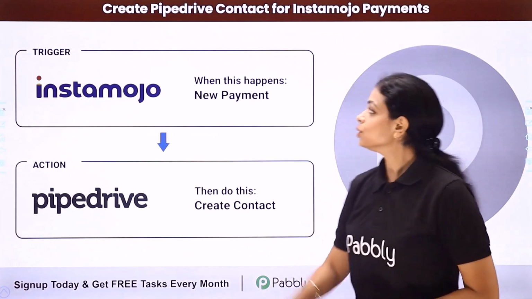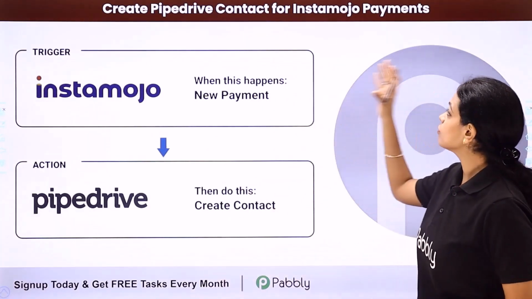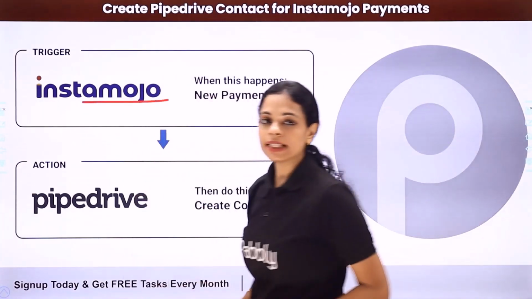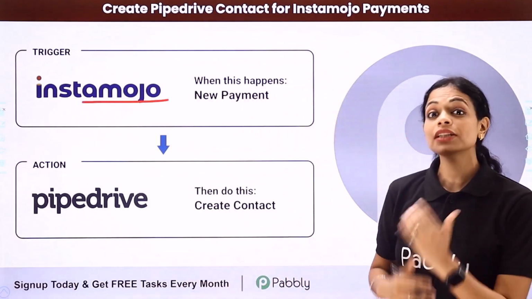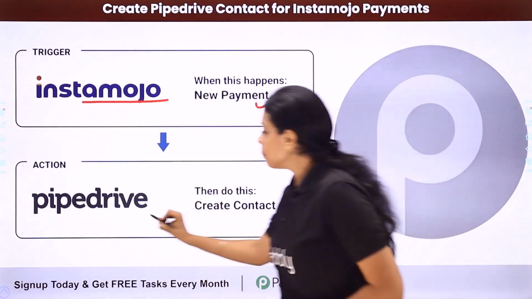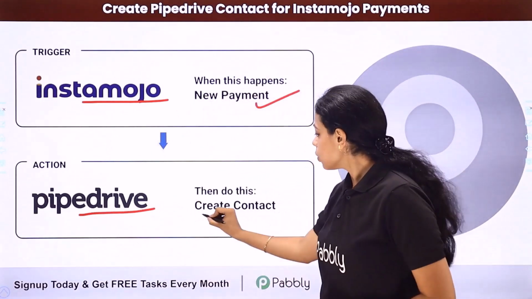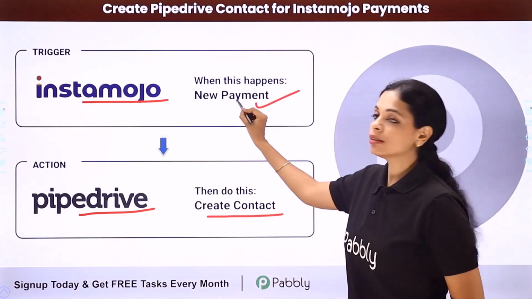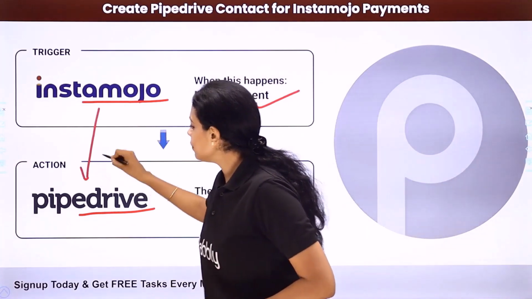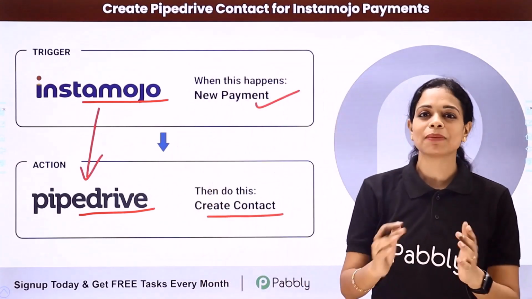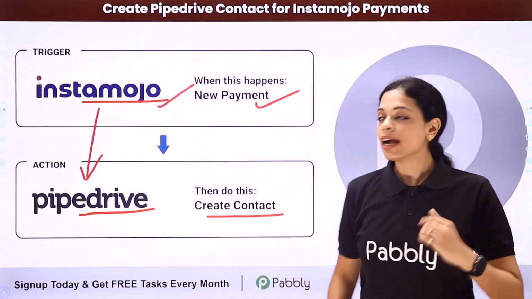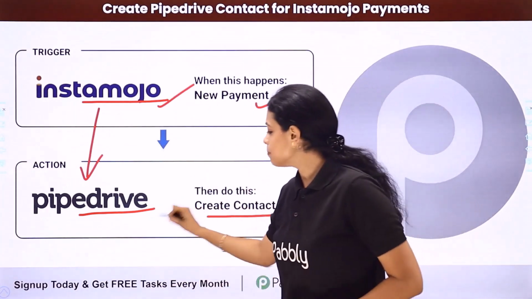In this video, we are going to see how to create a Pipedrive contact for Instamojo payments. So let's say you are using Instamojo as a payment gateway, and you want that every time there is a new payment through this gateway, a contact should be created on your Pipedrive, which is your CRM, with this information. Now how can you do this? For this, you will have to integrate these two applications, and the same can be done using Pabbly Connect software. Here, your trigger application would be Instamojo and your action application would be Pipedrive.